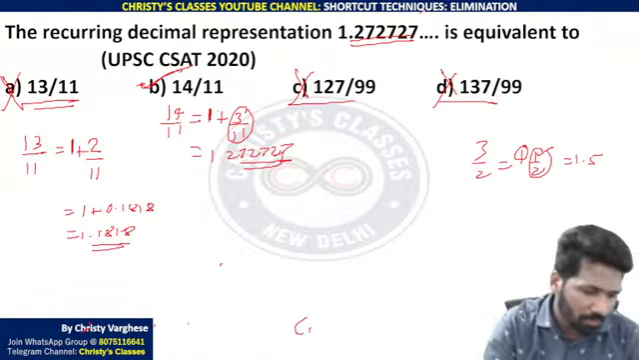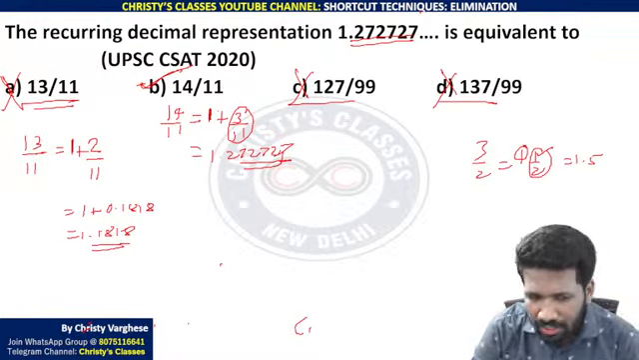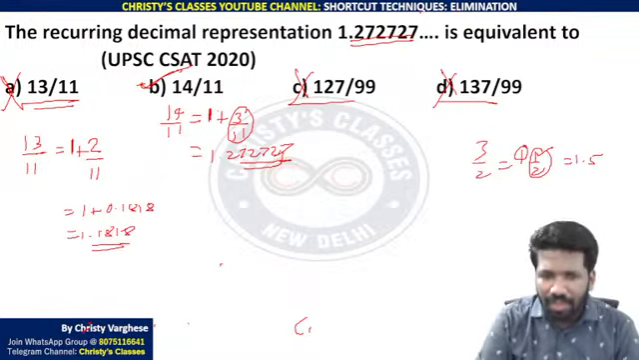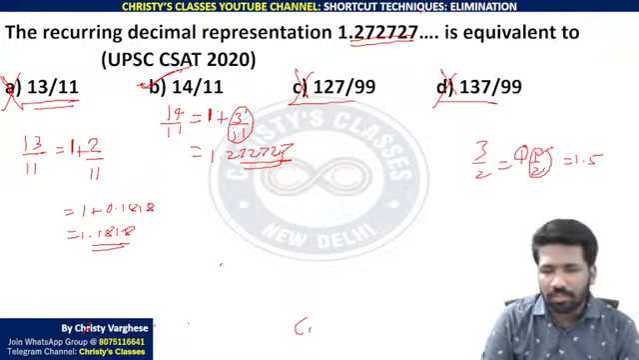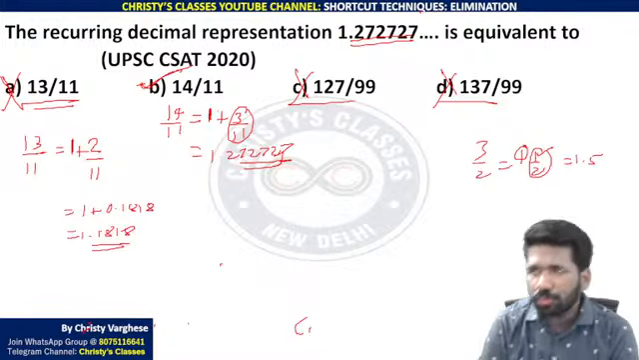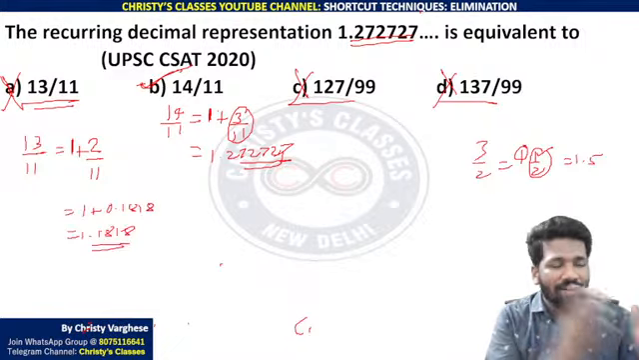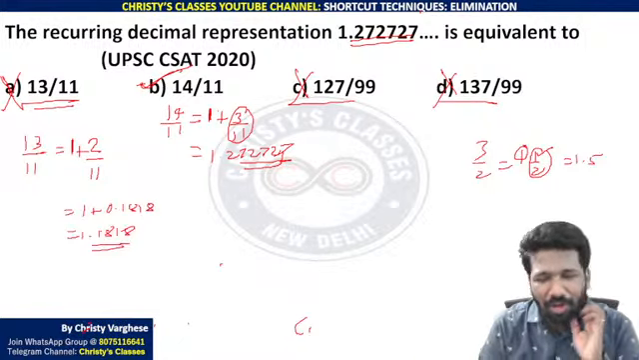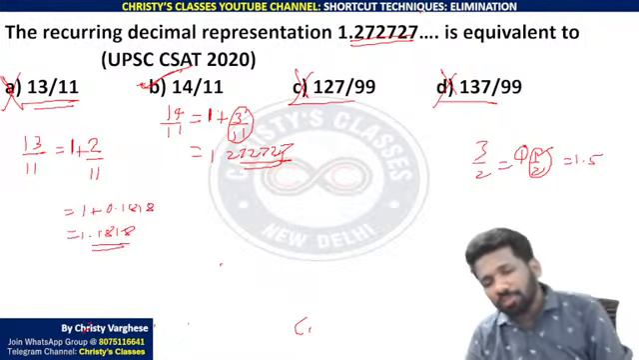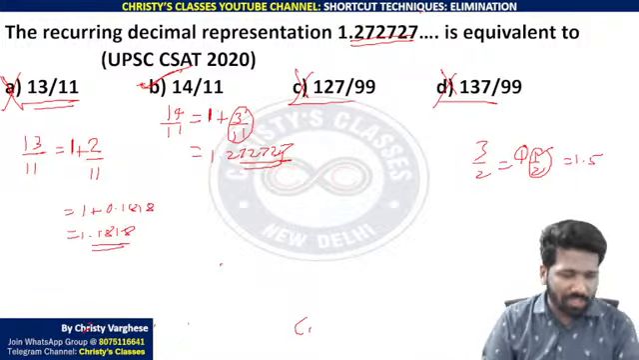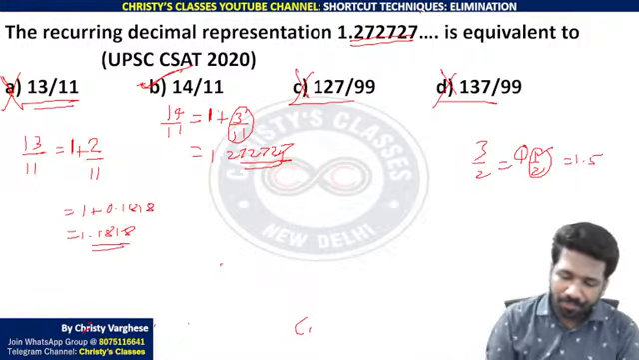Please respond. If you don't use options, this can be a very time-consuming process. 1.272727 you would have to write like 127 by 100, then add 100 plus something. That will be very complicated. So options are the key in these questions. I hope all of you are understanding.